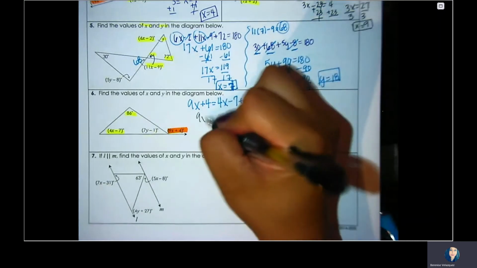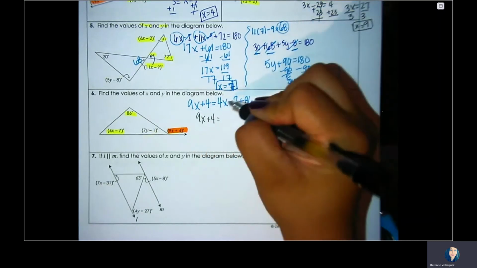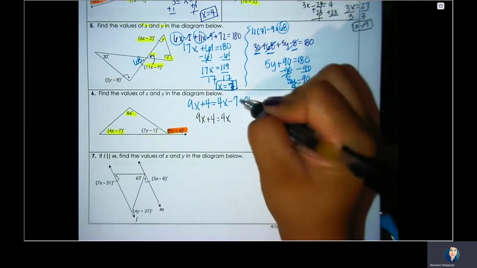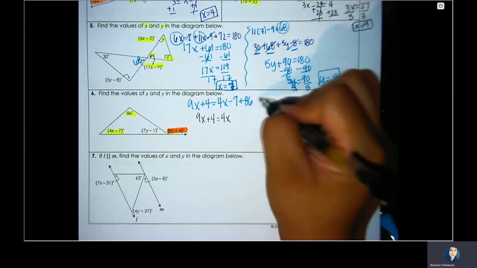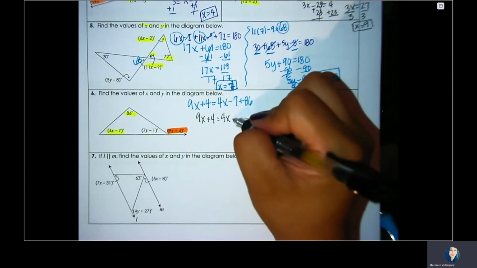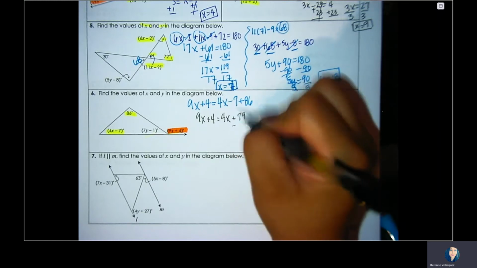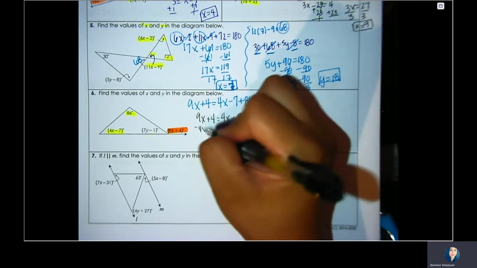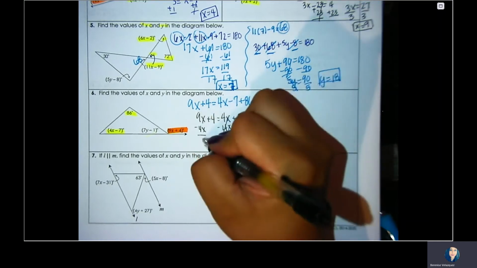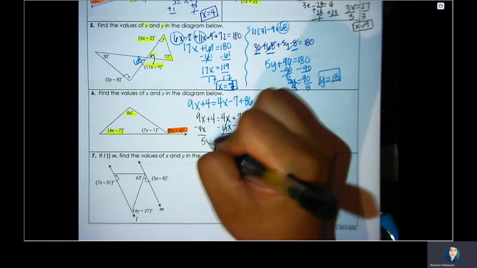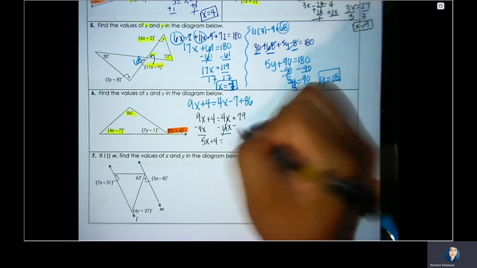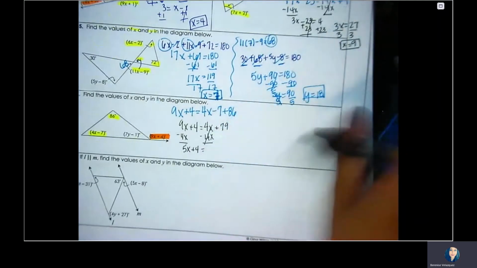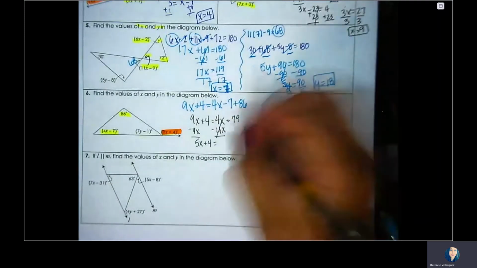So this is going to be 9x plus 4 is equal to 4x, and then this is 86 minus 7. So 86 minus 6 is 80, minus 1 more is going to be 79. So plus 79. Now combine your like terms. First I like to move my smaller x towards the larger x, so that's going to be minus 4. So 5x plus 4 is going to be equal to a positive 79.